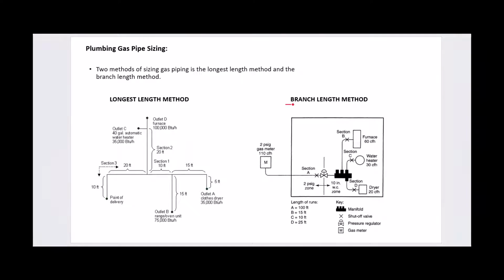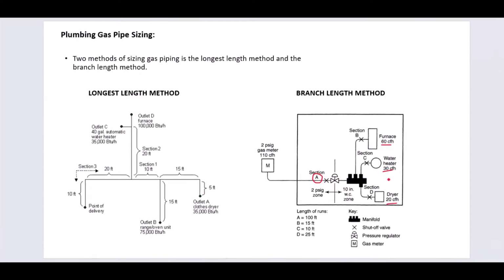Alright, now we're going to go over the branch length method. So for this method, section A would basically sum up all the CFH for all the fixtures that's running through that pipe. So it would be a total of 20, 30, and 60, which is 110. So here it would be 110 CFH.